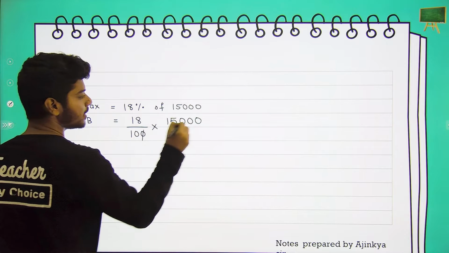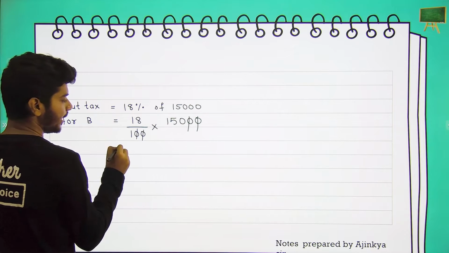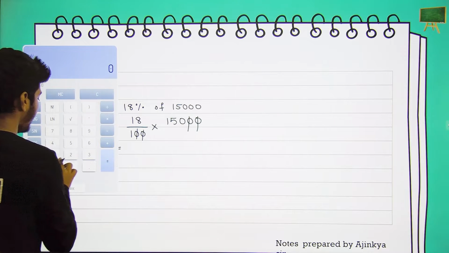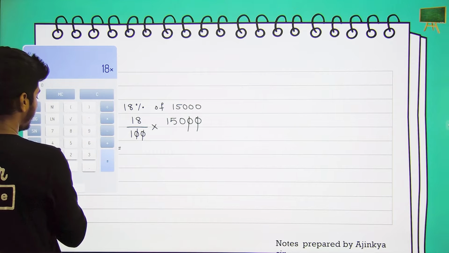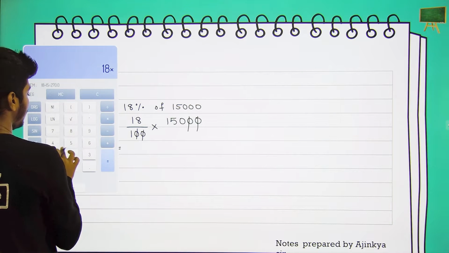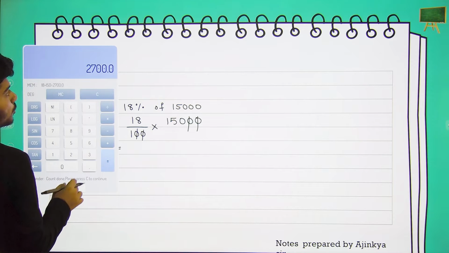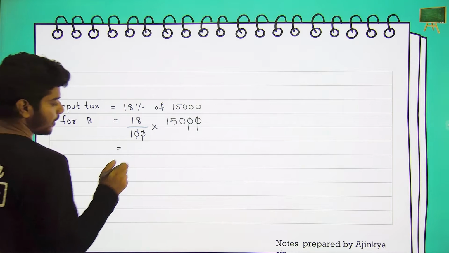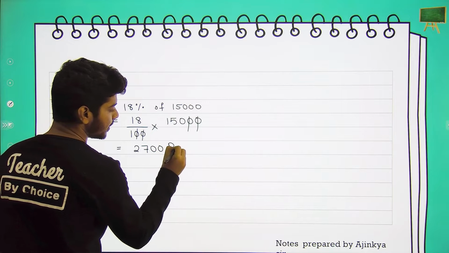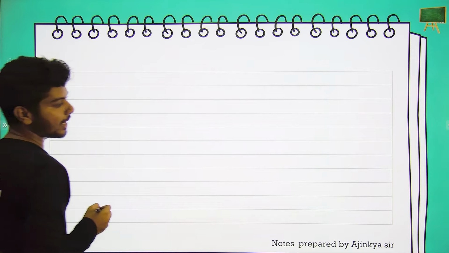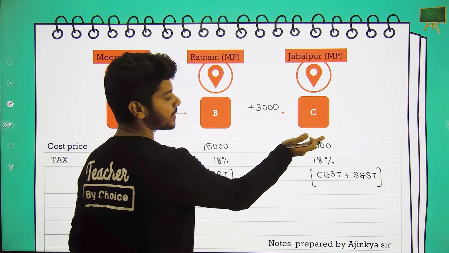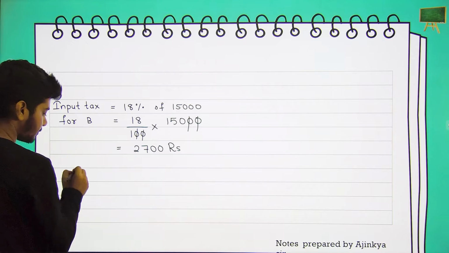Okay, so cancel the zeros. 18 into 150 we will multiply. Let's multiply 18 into 150. Correct. 2700 in rupees. This is my input tax. Now let's calculate output tax as well. Okay, so that would be 18% of 18,000.